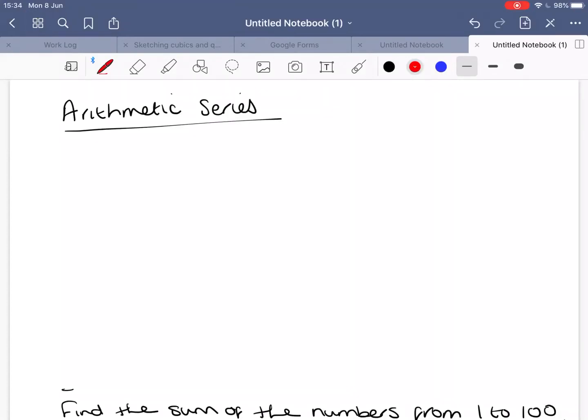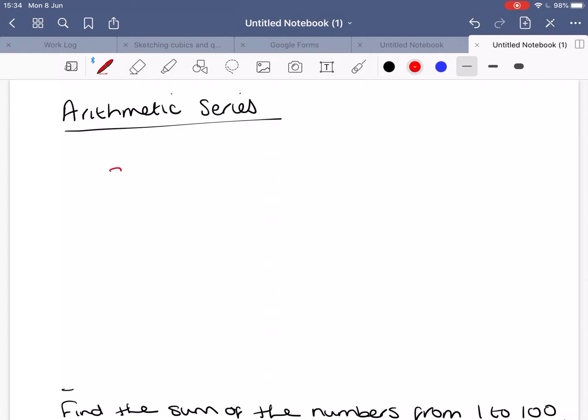Okay, so we're going to look at the second lesson today on series and sequences, and we're going to look at arithmetic series. Now, at the last lesson I said there is a difference between the words sequence and series, and this is what it is. An arithmetic sequence is just a list of numbers that have a common difference.